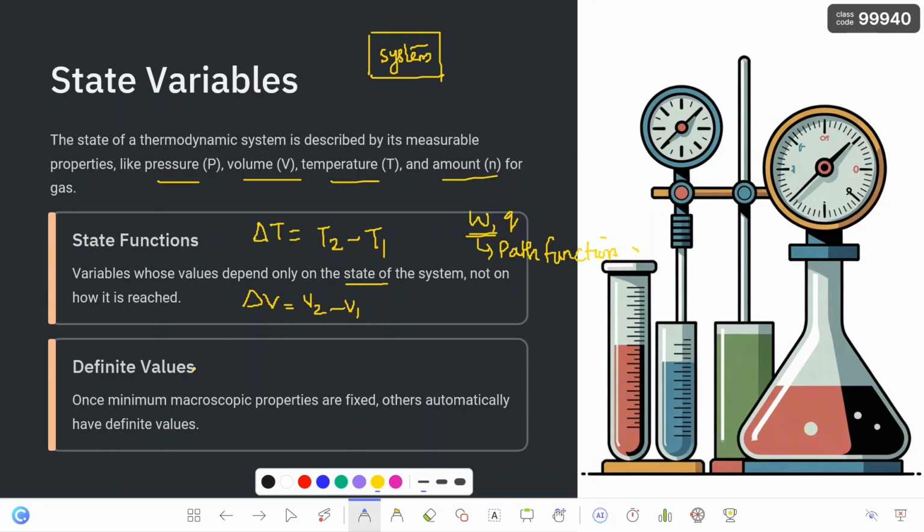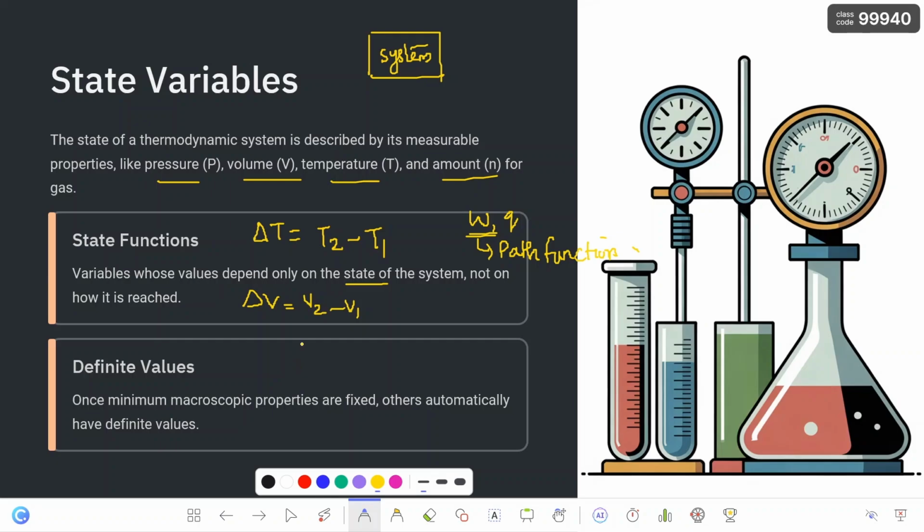Now, as I told, these state variables define the state of the system. It is not always mandatory to define pressure, volume, temperature and amount for a particular gas. We don't need to mention all these variables to define the state. Suppose one or two of them are defined, the others will automatically have some definite value, once minimum macroscopic properties are fixed.